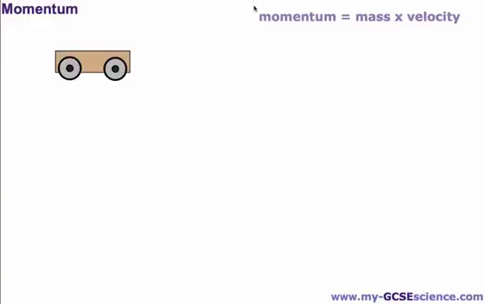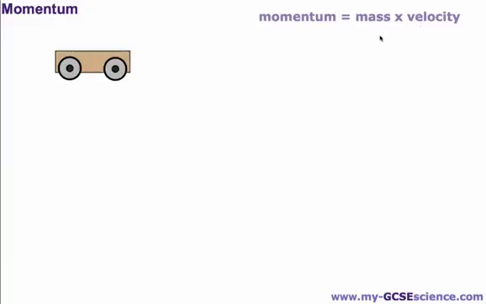Hello and welcome to a video about momentum. This is for Unit P2 and for GCSE Science. Now, to work out the momentum of an object, we have to have two measurements for it, and those two measurements are the mass and the velocity. So the momentum of any object depends on its mass and its velocity.